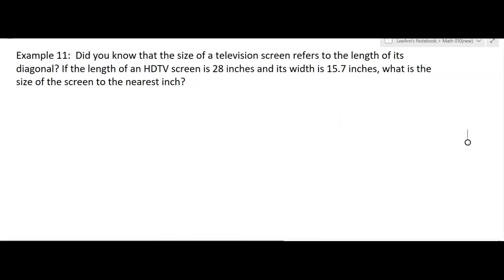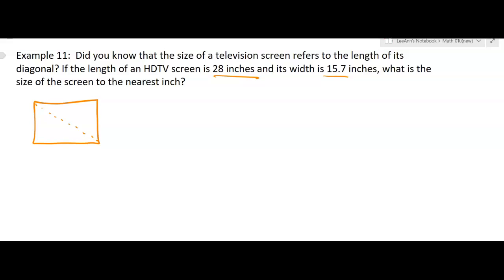Did you know that the size of a television screen refers to the length of its diagonal? Okay, so say you have a TV, and it's a rectangular TV. I think they usually are. When they talk about the size of the TV, they're talking about that distance there, the diagonal. Okay? All right. So if the length of an HD TV screen is 28 inches and its width is 15.7 inches, what is the size of the screen to the nearest inch?